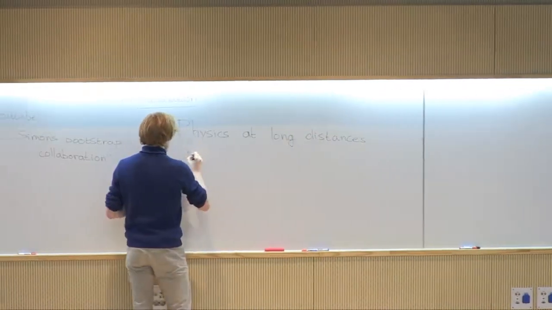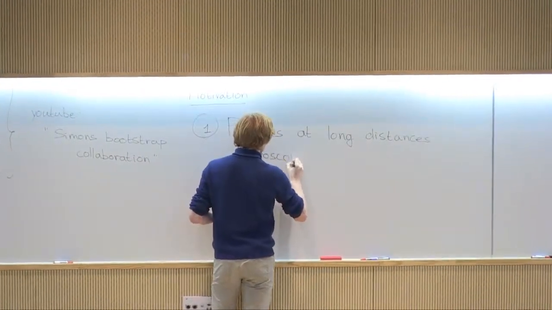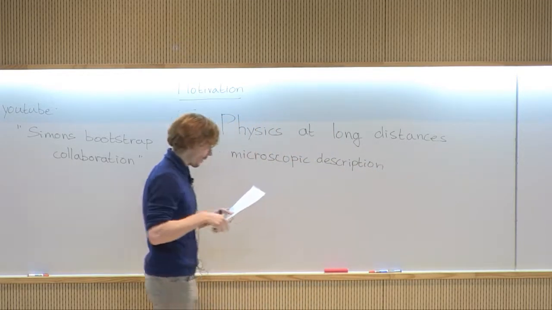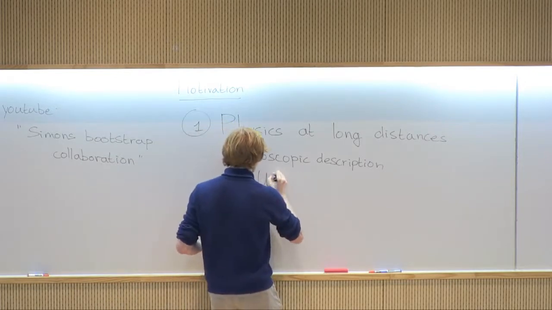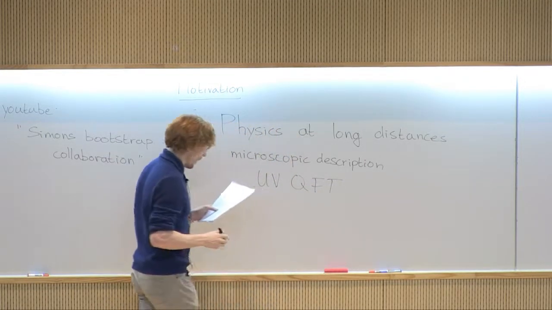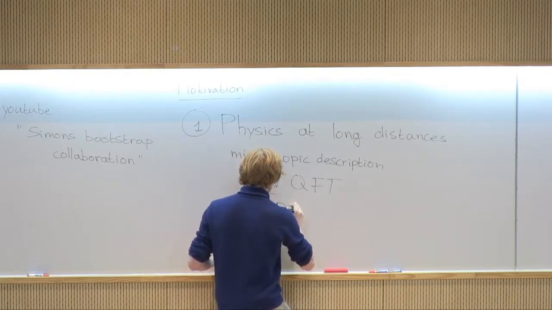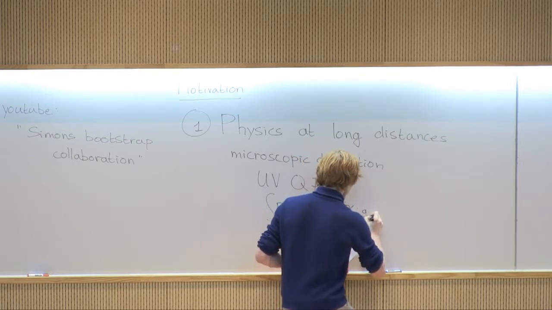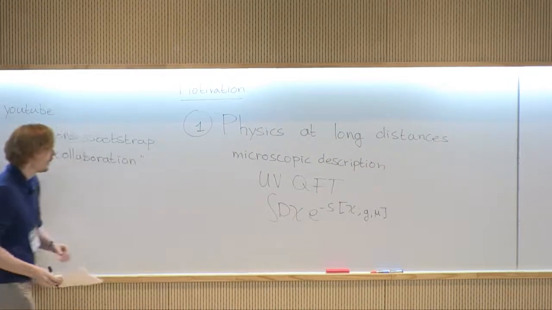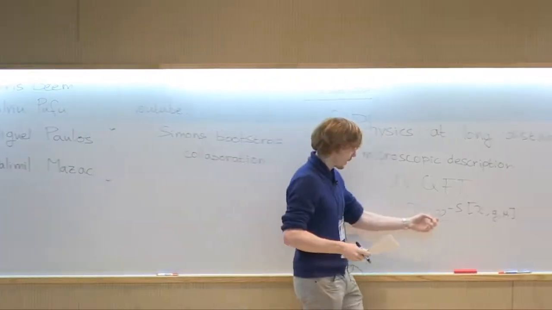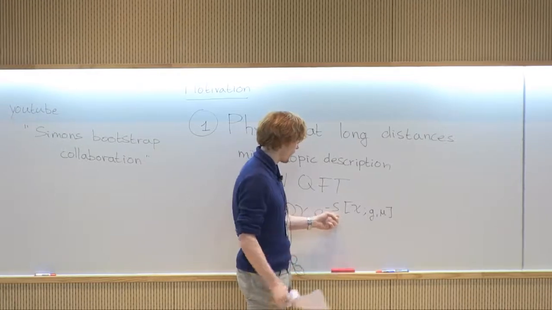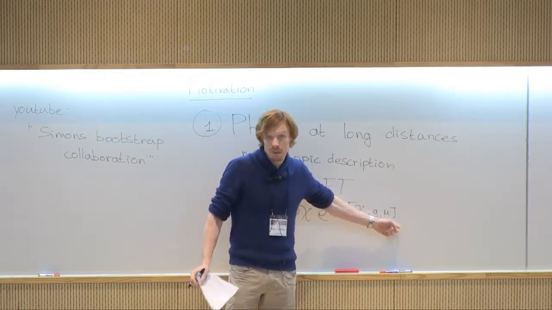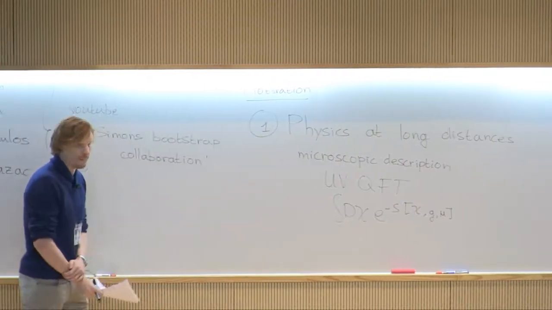So you start with some small scale microscopic description. This is very often the case, where your microscopic description is some UV quantum field theory, characterized maybe by some path integral. This is a very schematic way of defining a quantum field theory. Something like this: some integral over fields chi, with field configurations weighted with e to the minus some action, which depends of course on the field chi, and then maybe on some couplings g, some renormalization scale mu, and something like that.